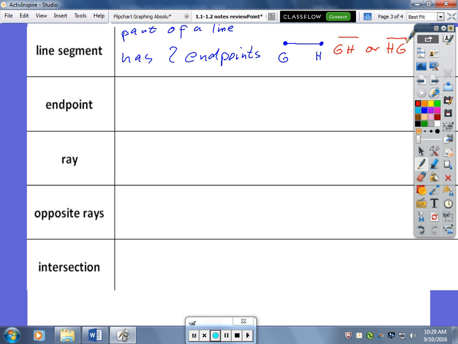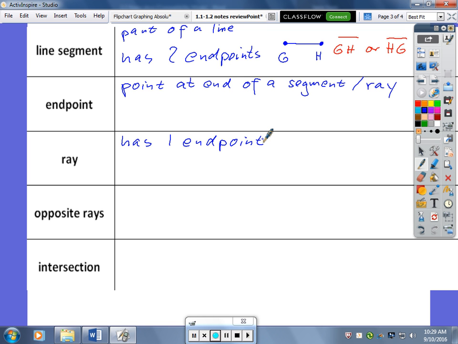And that's exactly what an endpoint is. The endpoint is a point at the end of a segment or at the end of a ray. Now what's a ray then? A ray has 1 endpoint. A line segment has 2 endpoints. A ray has only 1 endpoint. That means it goes on forever in the other direction.